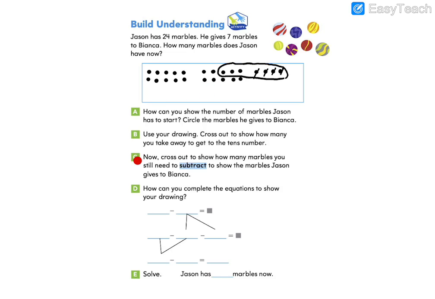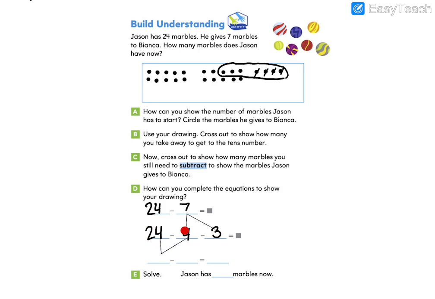Then it asks me to show how many marbles we still need to subtract. So how many more still need to be subtracted? We still need to subtract 3. So here's how we're going to show this. We start with 24 marbles. And we know that we're subtracting 7 because Jason's giving 7 of his 24 to Bianca. Now it says we can do 24. We're going to subtract these 4 first. But when we subtract 4, we still have how many more remaining to subtract? Well, there's still 3 to subtract.